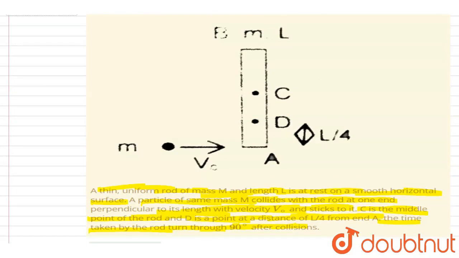So if you see here, this is the point D, and this is the point C. When the particle collides and sticks to the rod, the center of mass will lie at the geometrical center of these two, because both have the same mass m, so it will lie at D. So D will be the center of mass of the particle plus the uniform rod. The perpendicular distance is L by 4 from the line of motion of the particle.